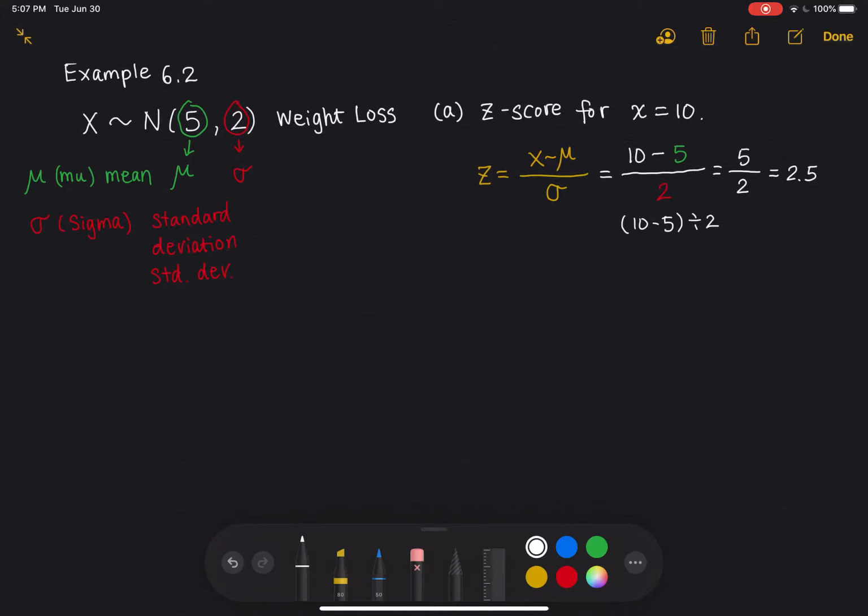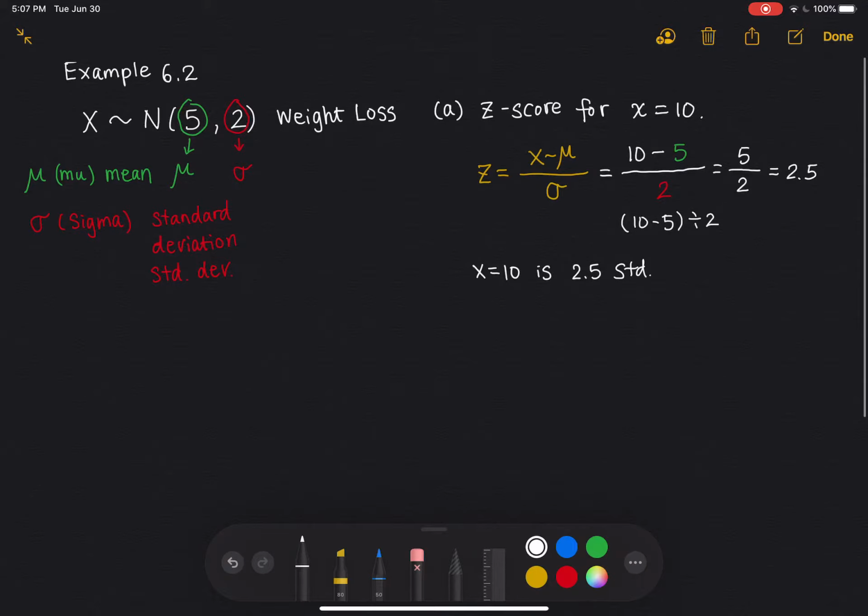okay, so x equals 10 has a z-score of 2.5 standard deviation to the, now is it to the left or to the right of the mean? And the mean here is 5. We know that. So how do we know? Is it to the left or to the right?